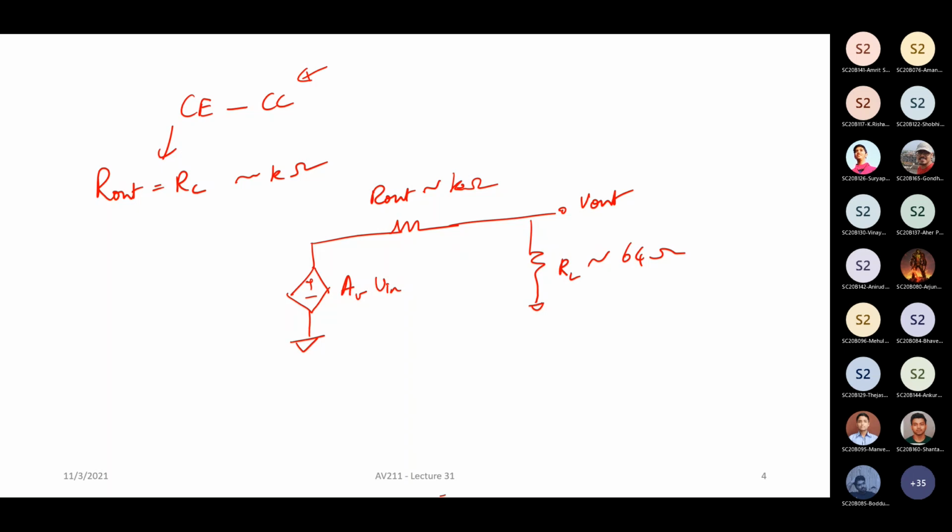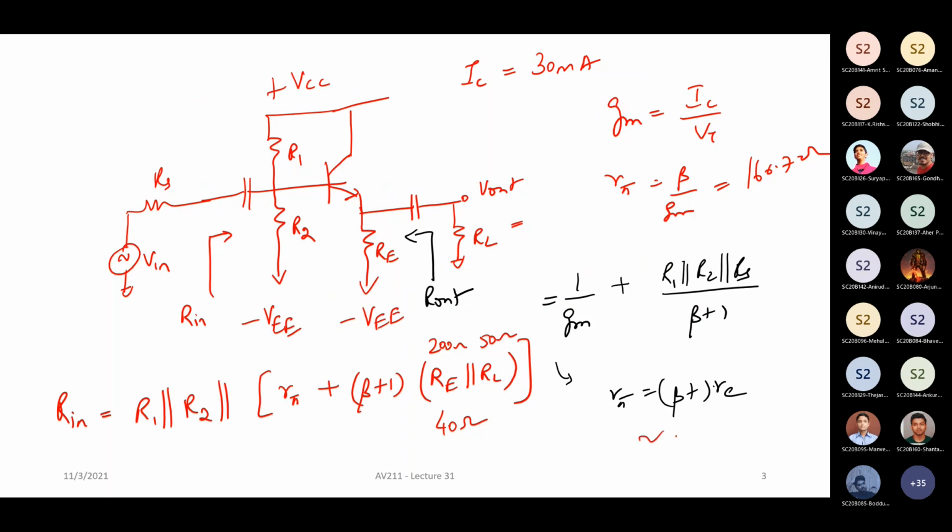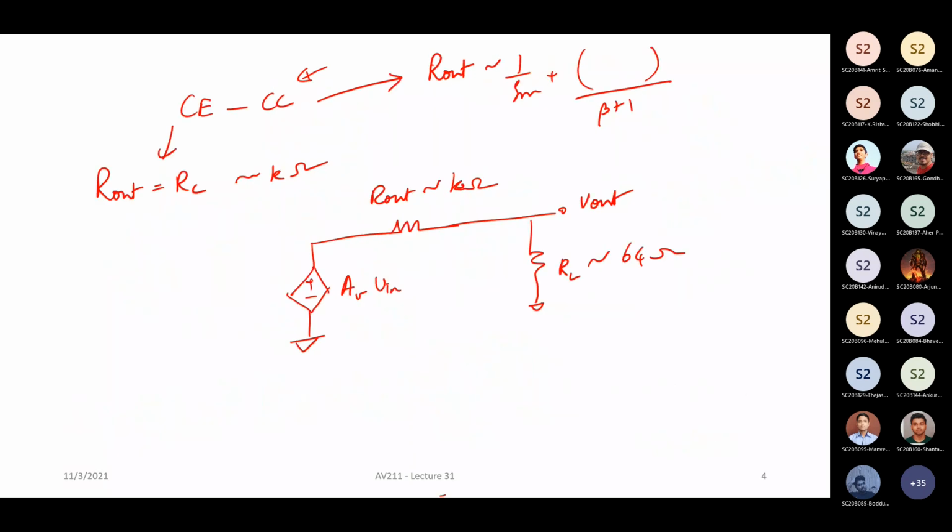If you look at the output impedance of a common collector, it is typically 1 over GM plus that whole factor divided by beta plus 1. And you will see that this is a very small value. This we had derived in class also. You will see that this is around some 5 ohm in this particular example. Now if you take the same thing, AV times V in with an output impedance of around 5 ohm, driving a 64 ohm load, then obviously you will have very good output.